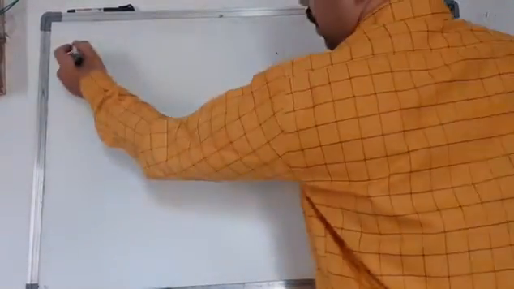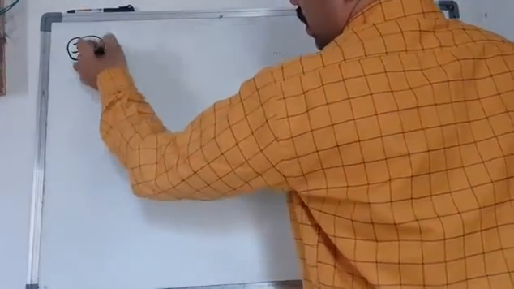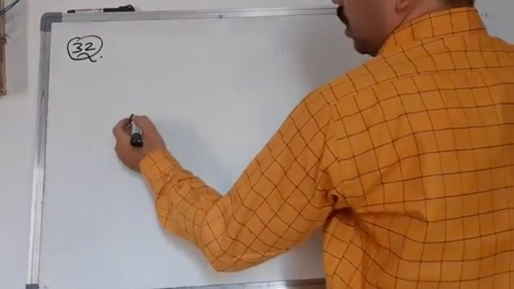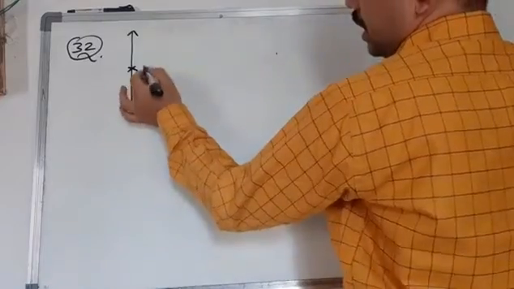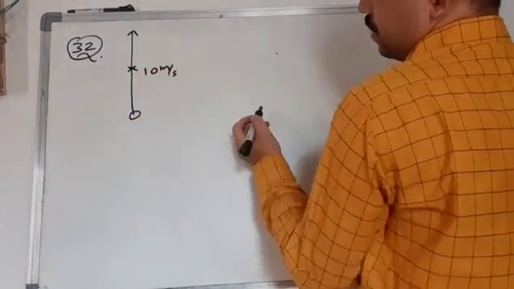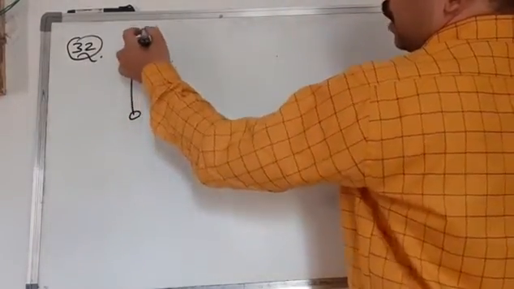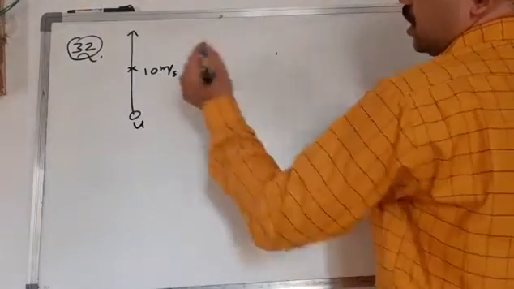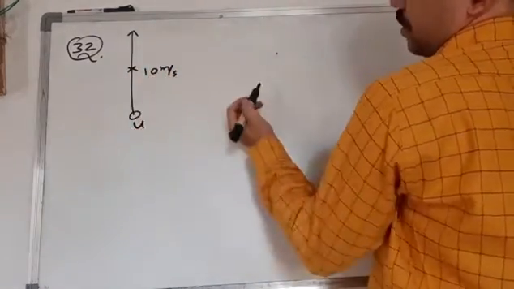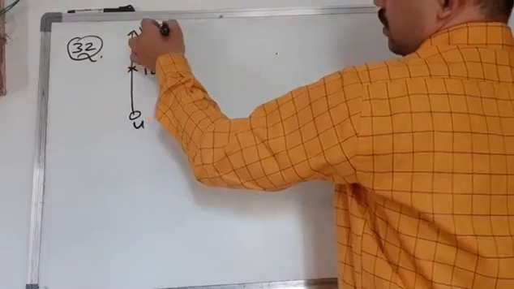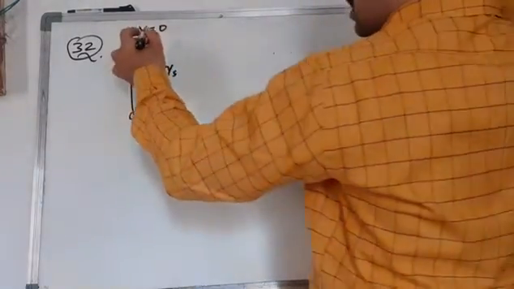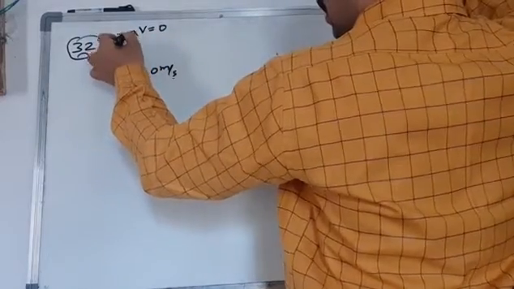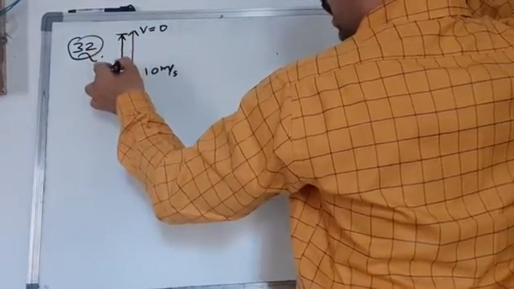32nd question. He is saying that a body is vertically projected up. After reaching the midpoint, its velocity is 10 meters per second. We don't know the initial velocity. And final velocity will be 0 at the maximum point. So he is asking, what is this height? A particular height he is asking.